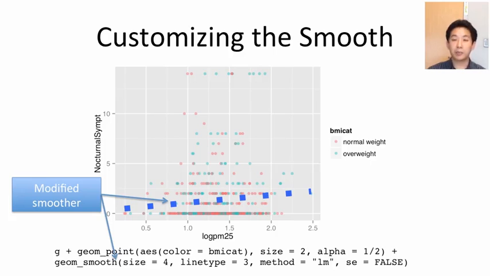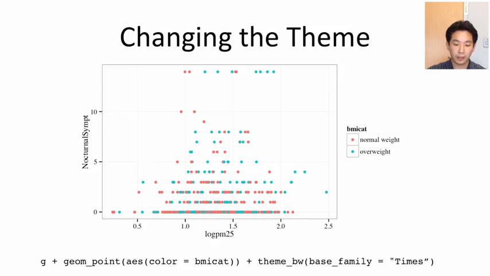I can also customize the smoother if I want to. So now I'm going to modify the options to the geom_smooth function. Here, all I've done is add an option to say size equals 4, so I made the line a little bit thicker, and I set the line type equal to 3. The 3 just means a dotted line instead of a solid line. I still use method equals lm, so I want a regression line. And I turned off the confidence interval so that it's a little bit more clear to see, so I say se equals FALSE. So these are all options that you can add to the geom_smooth function if you don't like the defaults.